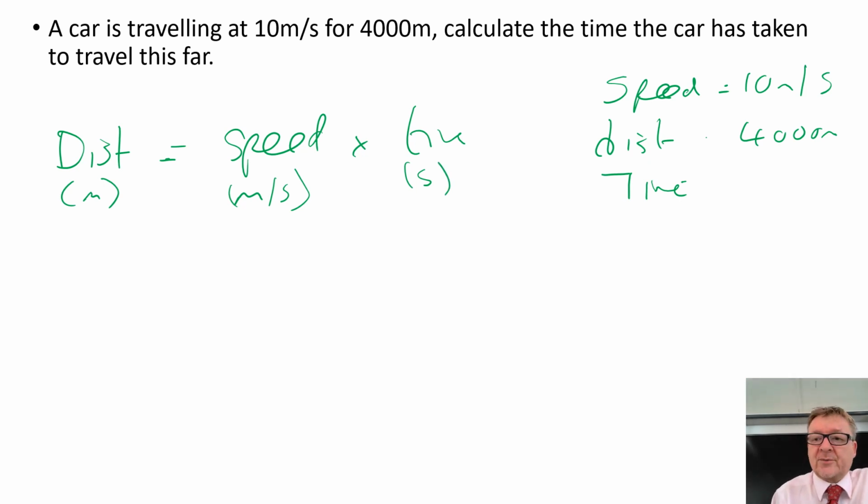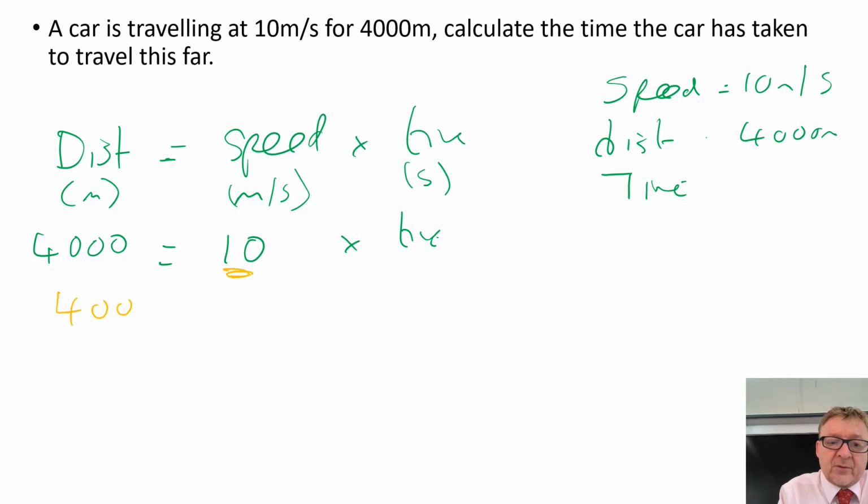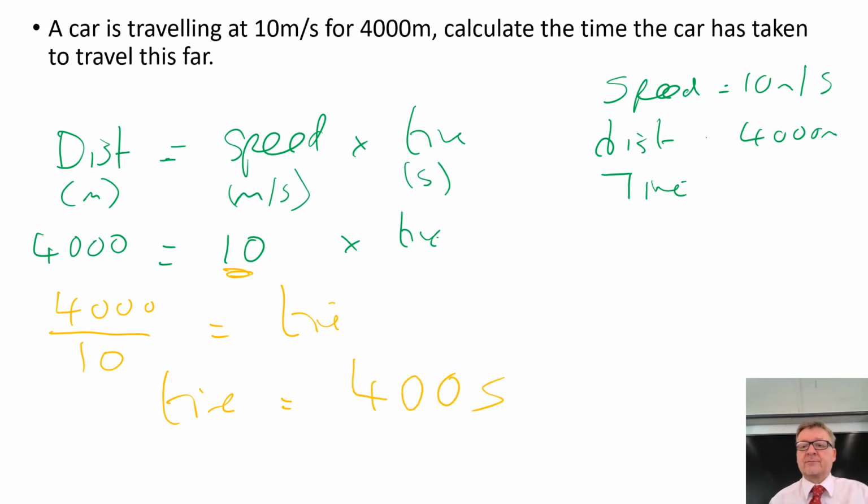Right, so let's substitute in. All the numbers look pretty good. So distance is 4,000. Speed is 10 multiplied by time, which we don't know. So because it is times on this side, it becomes divide on the other. So 4,000 divided by 10 equals time. So time equals 4,000 divided by 10 is 400 seconds.